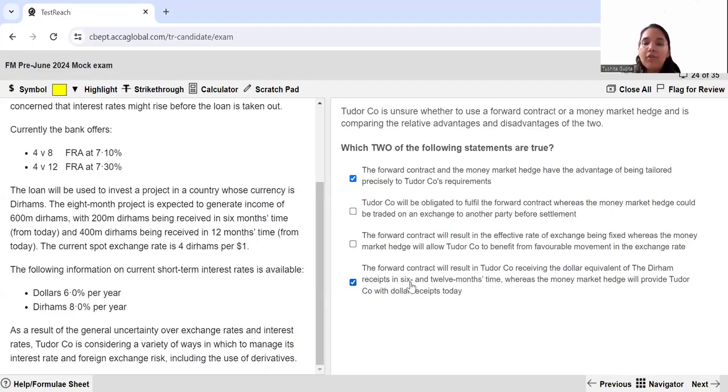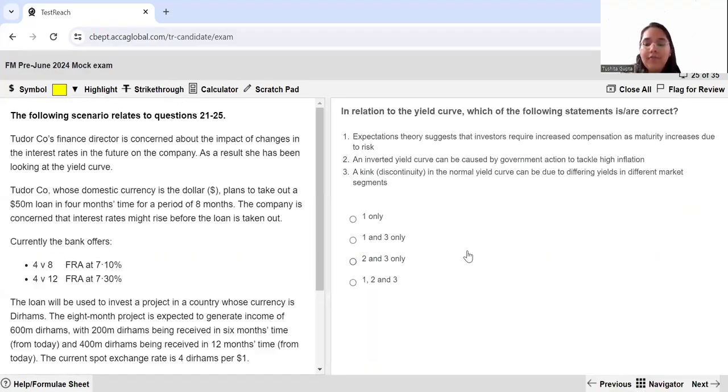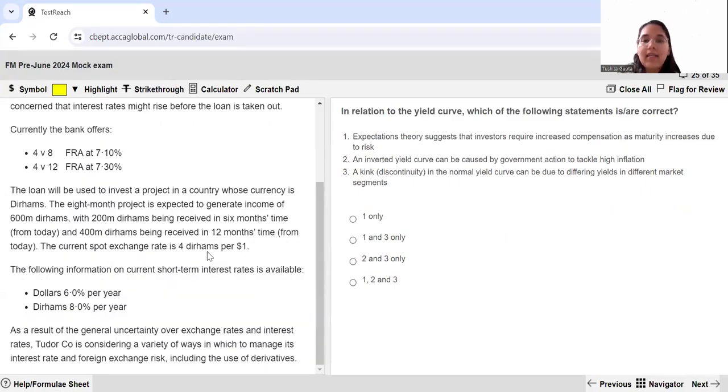When you talk about a forward contract, basically you will be receiving money in 6 months and 12 months' time. And if you take a money market hedge, basically you're going to do BCD: borrow, convert, deposit. So conversion happens today, so the receipts that you have are going to be in dollars today with you. So this statement is also absolutely correct. Moving ahead to the very last question for this case study, in relation to the yield curve, which of the following statements is or are correct?